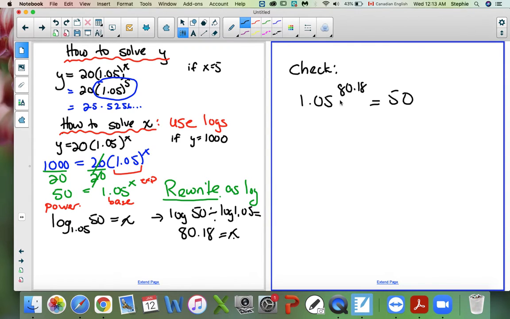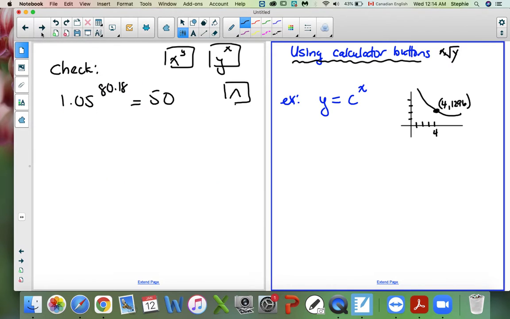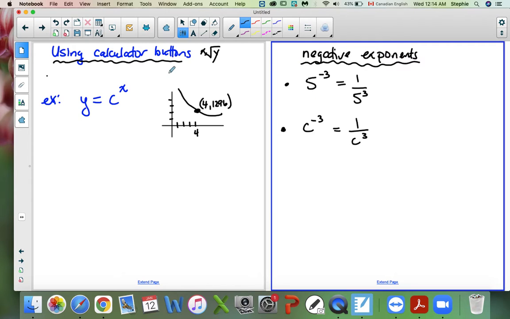It gives you 50. And of course, I'm using this button right here on my calculator, or on some people's it looks like this. And some people don't have that. They have this button over here. Okay. Now that is for how to solve for x and y. Quick recap of what it is to use logs. The next thing I want you guys to know is, I think I'm missing a page. Give me a second. We're going to work with negative exponents. I'll do this one first. Okay.